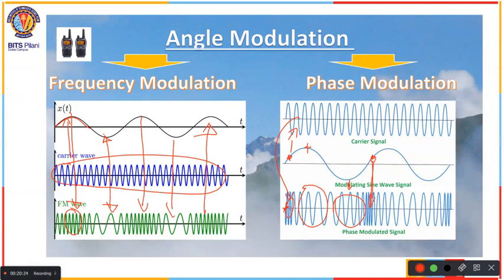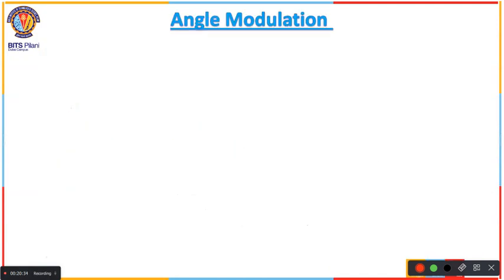Okay. So let us see some theoretical aspects of this. Now you understood, right, what is frequency modulation, what is phase modulation, right? It all starts from angle modulation. Right? We say phase angle. Ultimately, we are varying the phase angle.